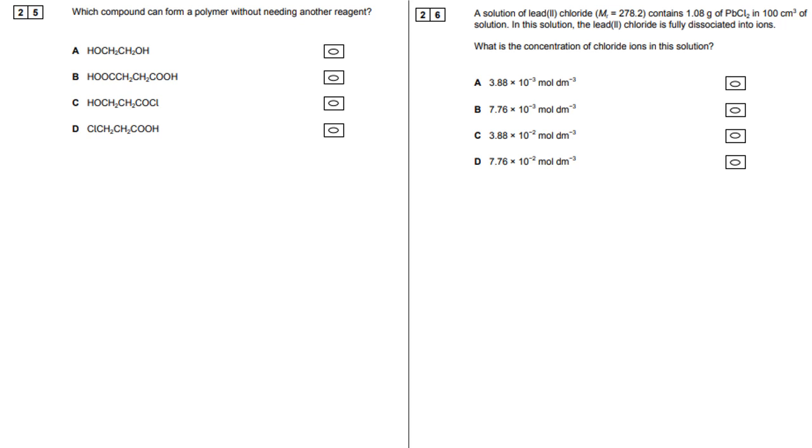Which compound can form a polymer without needing another reagent? So question 25. So polymers, they can form addition polymers if you have alkenes. None of those are addition polymers, or could form addition polymers because there's no alkene. Or you can have condensation polymers, which are formed between often diols or diamines and dicarboxylic acids or diacyl chlorides.